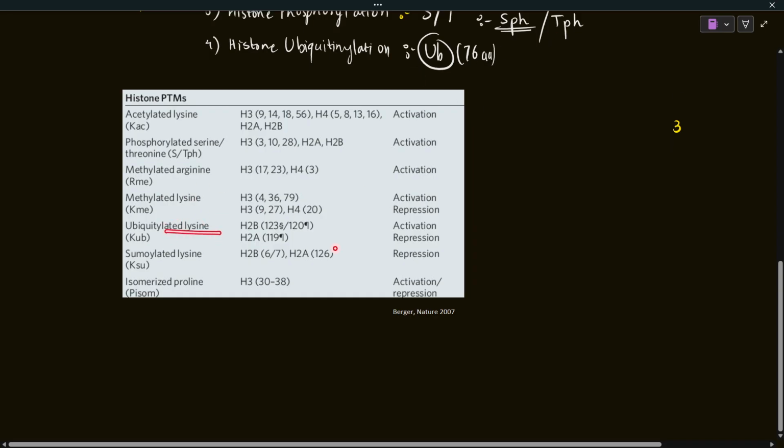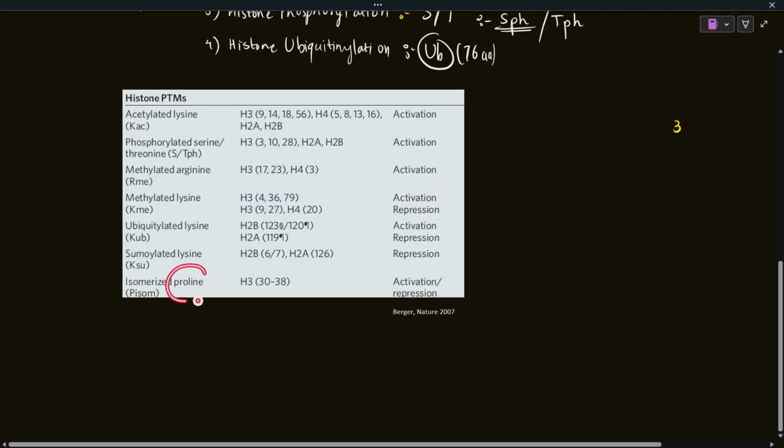Ubiquitinylation is done on lysine. It can lead to either activation or repression depending on the position. The SUMOylation is also done on lysine. It is written as KSU. It is done on H2A, H2B, and it always leads to the repression of the gene. Okay, and there is one more which is not that much discussed. This histone modification we are not going to discuss in detail, but just know about it.